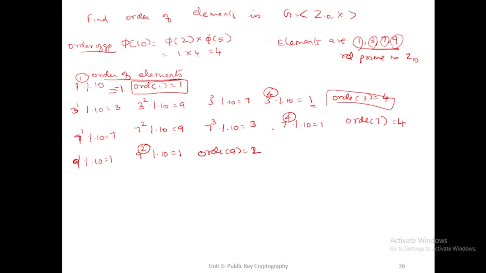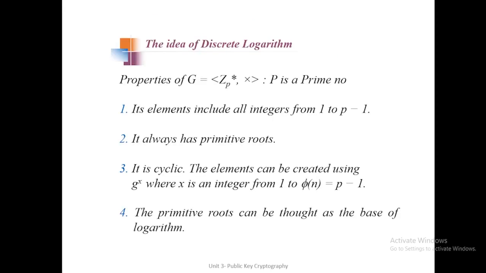Like that, for 7 to the power 4, the value is 1. So the order of 7 is 4. For 9 squared, the remainder is 1. So the order of 9 is 2. So in this way, we are able to find the order of elements.